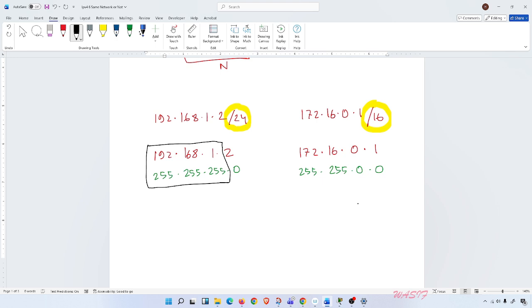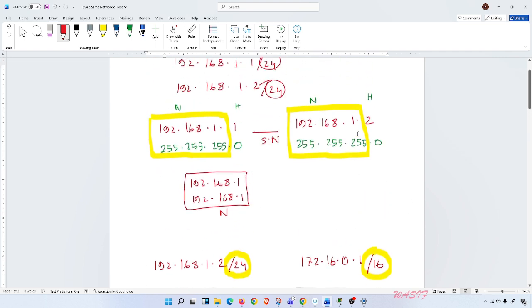Okay, so if you look at here, they are completely different. The network portions are completely different. So if you put here 192.168.1, 172.16, you see they are completely different. So they are in different networks. The point is, if the CIDR or the subnet mask is different, they are in different networks.